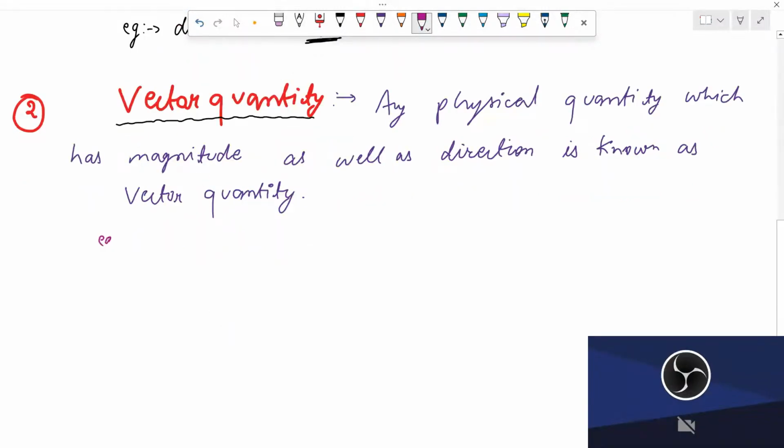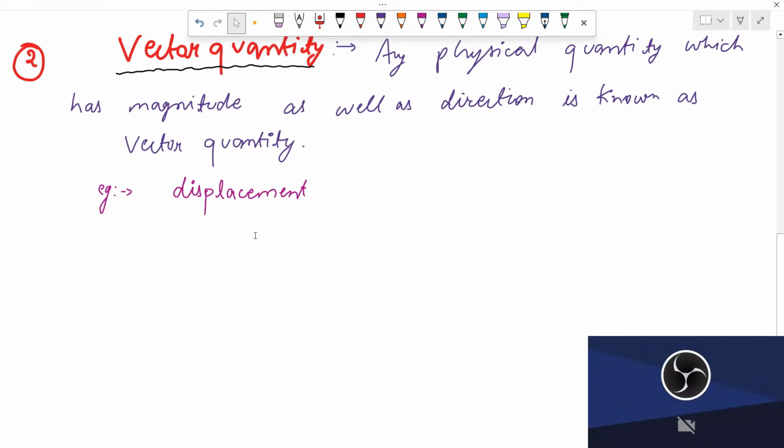Can we take some examples? So we'll go through some examples. Let us consider displacement. Displacement has magnitude as well as direction. What is the reason behind this, that we are saying that a vector quantity will have magnitude as well as direction?